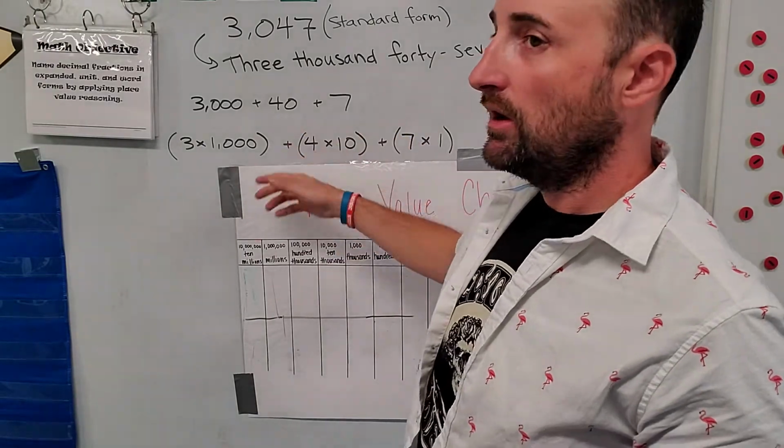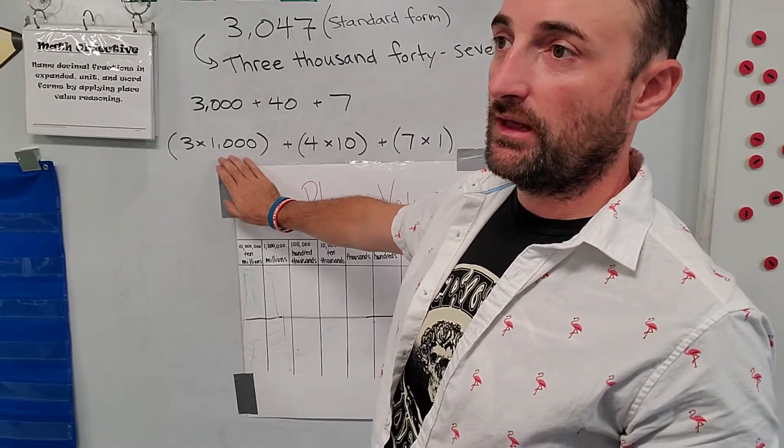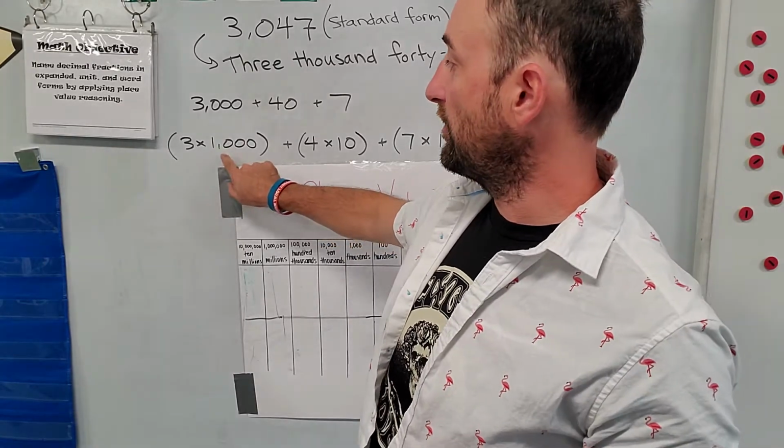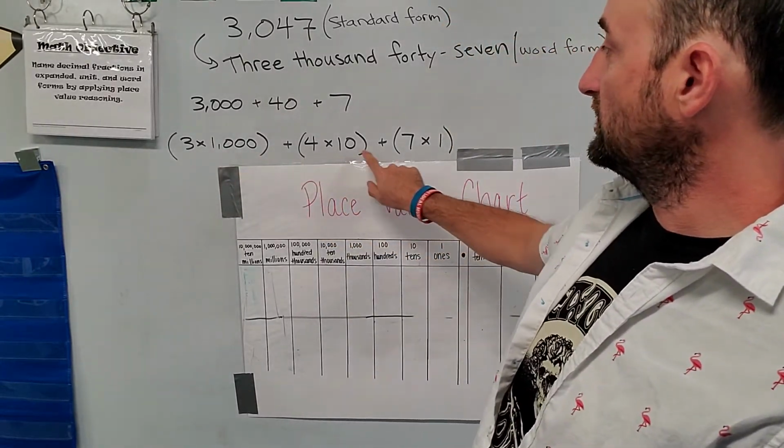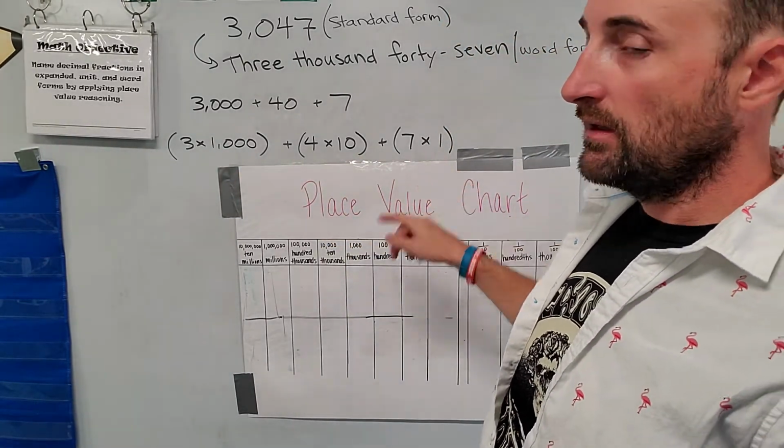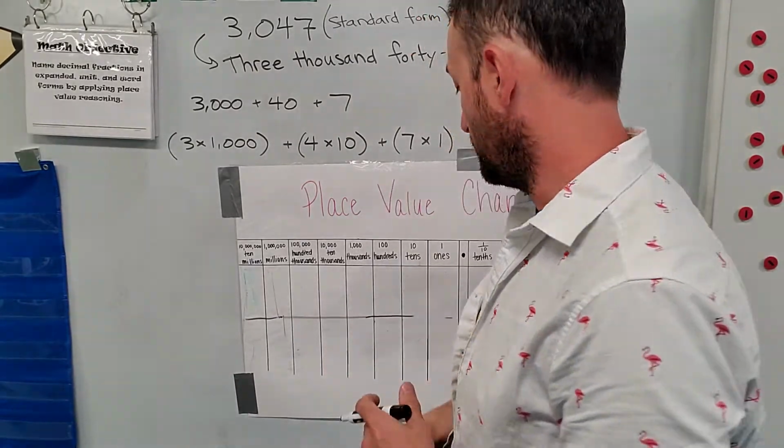4 times 10. If you notice, we're multiplying by what that would be on the place value chart. This would be in the thousands place. This would be in the tens place. This would be in the ones place. Now we're going to look at that if we had a decimal, okay?